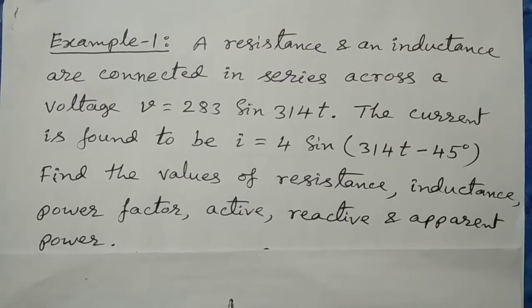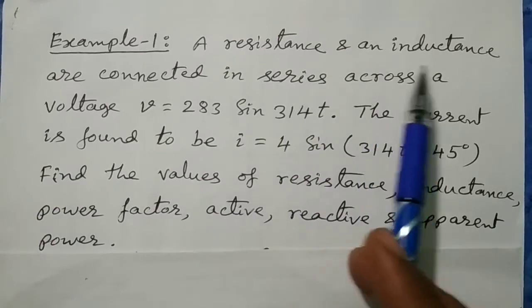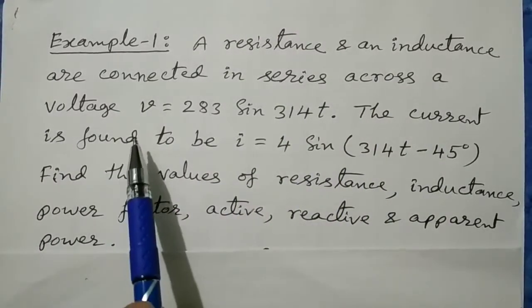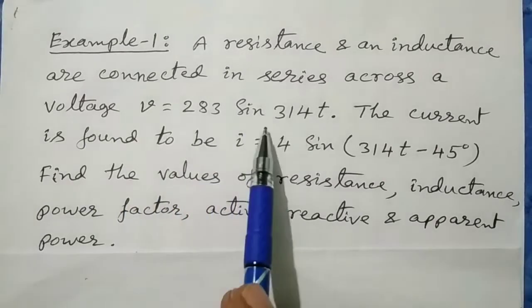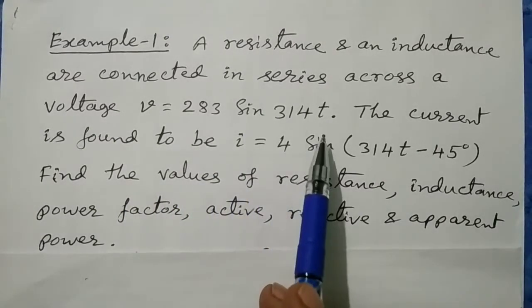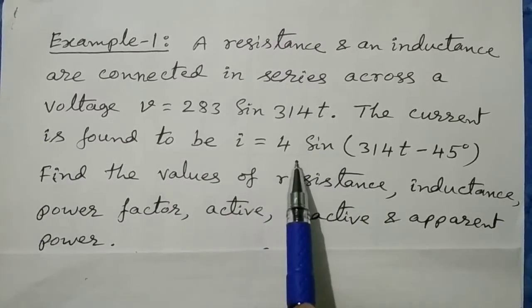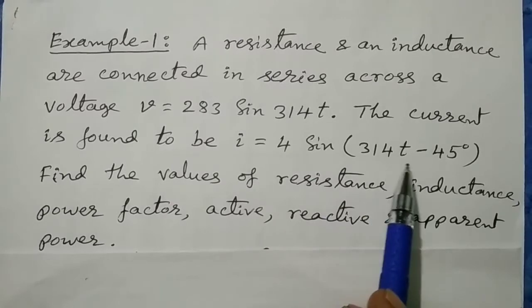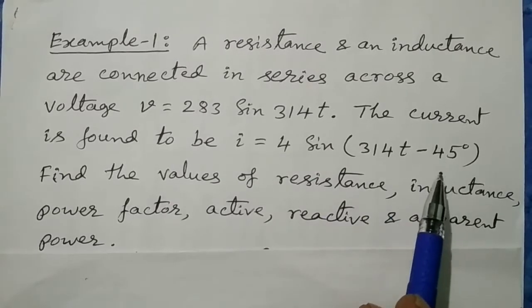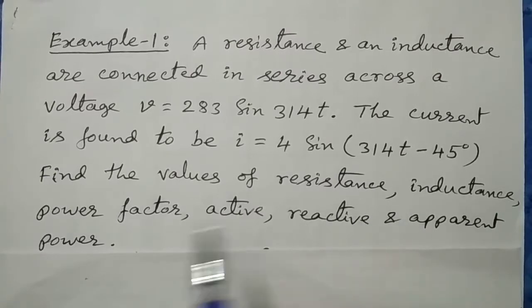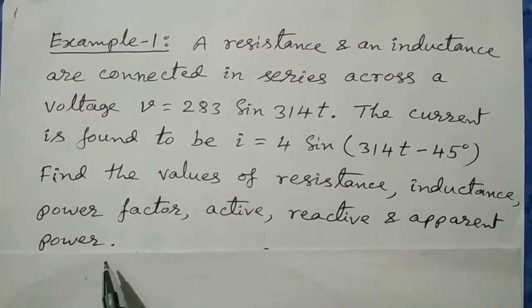In the first example, the question is: a resistance and an inductance are connected in series across a voltage V equal to 283 sin 314t. The current is found to be I is equal to 4 sin(314t minus 45 degree). Find the value of resistance, inductance, power factor, active, reactive and apparent power of the circuit.